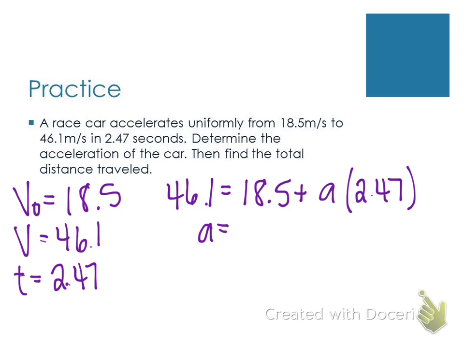First thing we should do here is subtract the 18.5 over. That gets subtracted over first, and then we would divide by our 2.47. Do we have an acceleration value? 11.17. Do we agree with that? All right, very good.